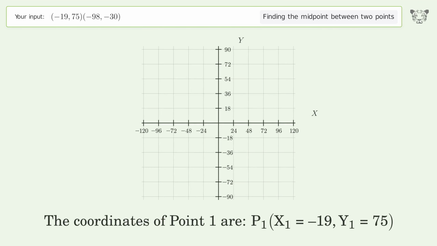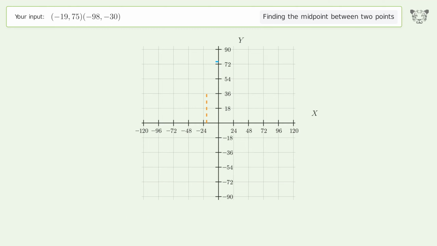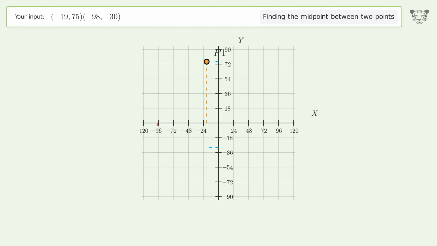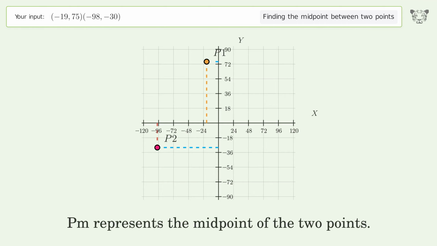The coordinates of point 1 are, x1 equals negative 19, y1 equals 75. The coordinates of point 2 are, x2 equals negative 98, y2 equals negative 30. PM represents the midpoint of the 2 points.